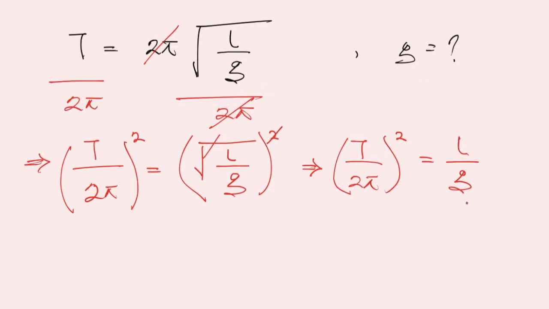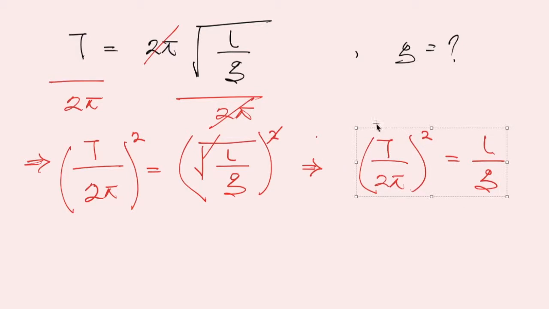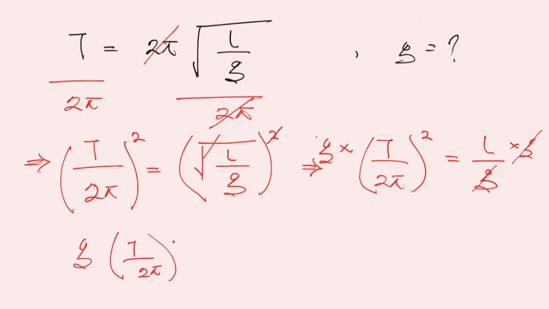And now to make G the subject of the formula, I would suggest that we multiply both sides by G. Now if we do that, we'll have G multiplied by, so G cancels out G, and we have G t over 2 pi squared equals L. But the reason we had to do that was because our G is in the denominator here, but we're not trying to make 1 over G the subject of the formula. We're trying to make G the subject of the formula.